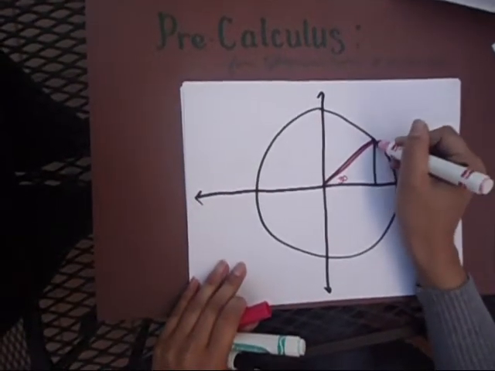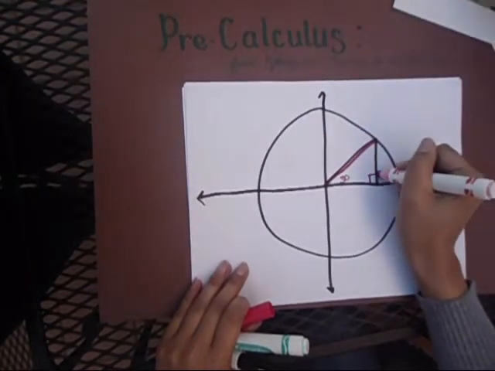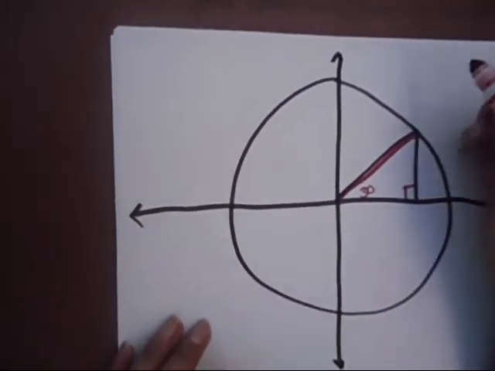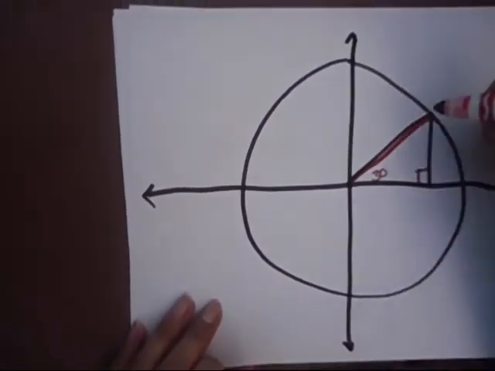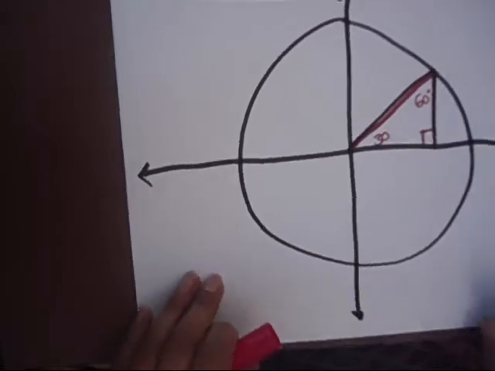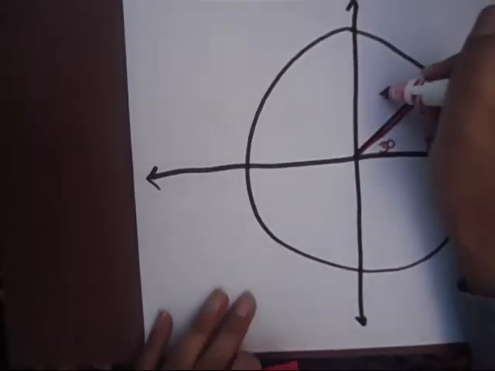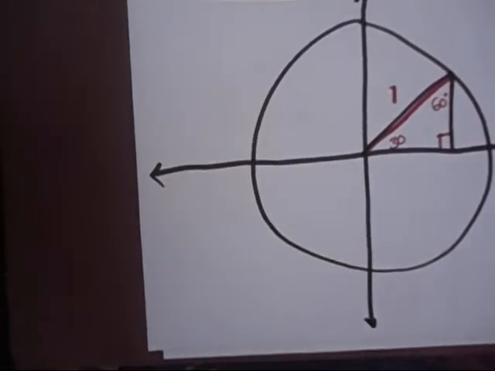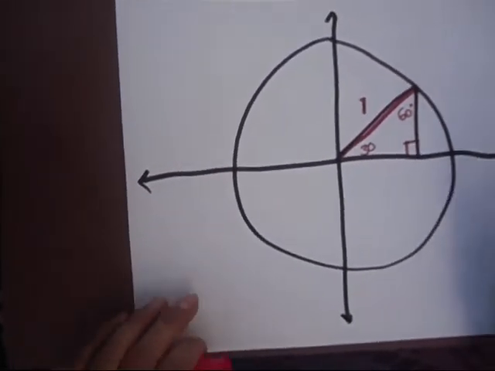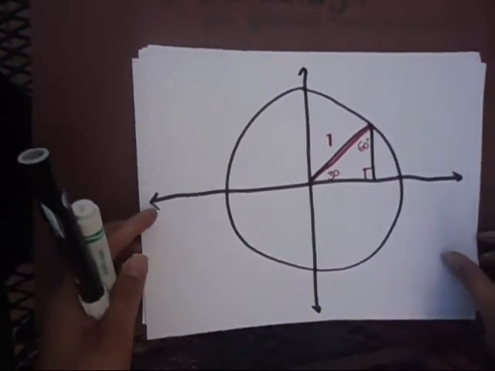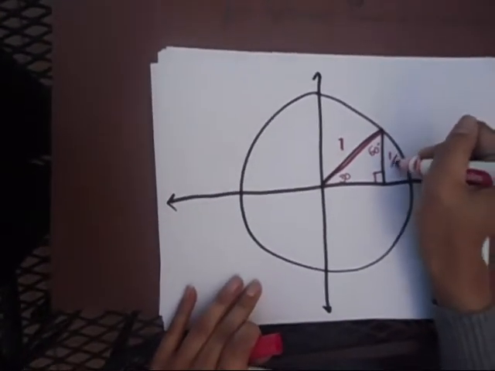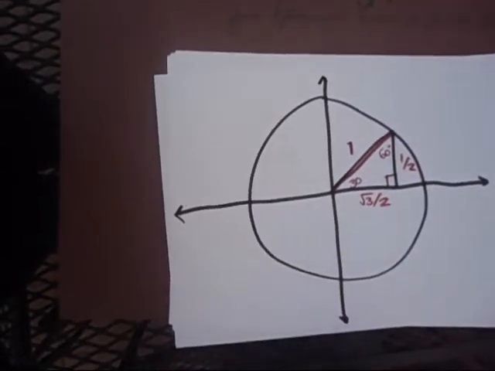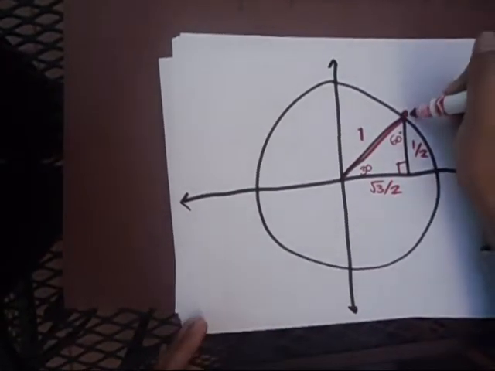Right here, let's make this 30 degrees. And so if we drop a line down here, it's going to make a right angle. So 30 and 90. If this is 30 and that's 90, this has to be 60 degrees. The unit circle has a radius of 1. So as we learned before, this is going to be 1/2, and this is going to be radical 3 over 2.